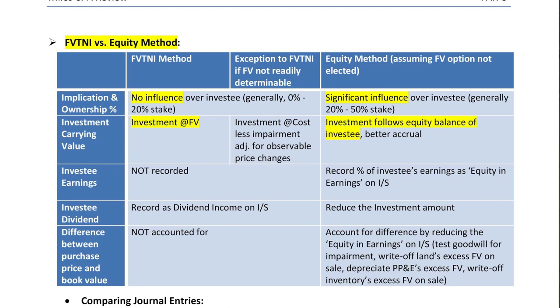Think about it. As the investee earns money, the investment account goes up. As the investee pays out dividends, the investment account goes down. So it's basically following the equity account balance of the investee. Now, talking about earnings of the investee, under the fair value through net income method, it's not recorded. However, under the equity method, as we discussed, record a percentage of investee's earnings as equity in earnings on the investor's income statement.